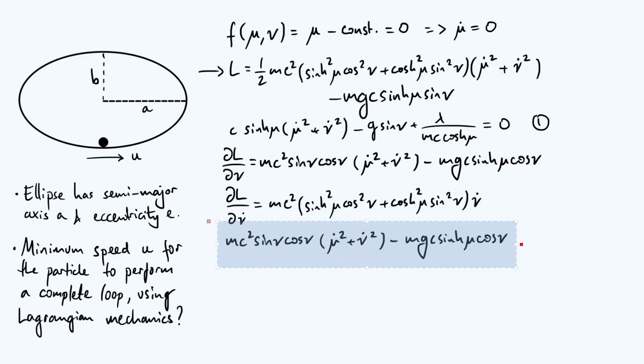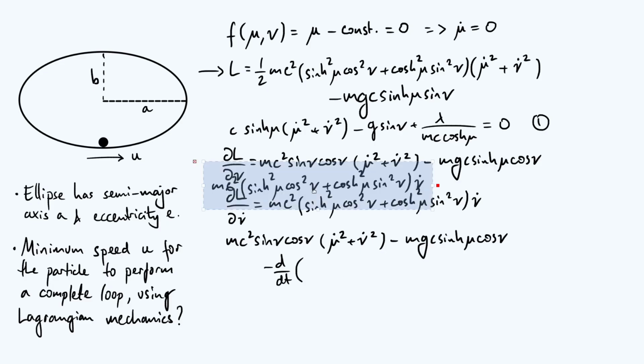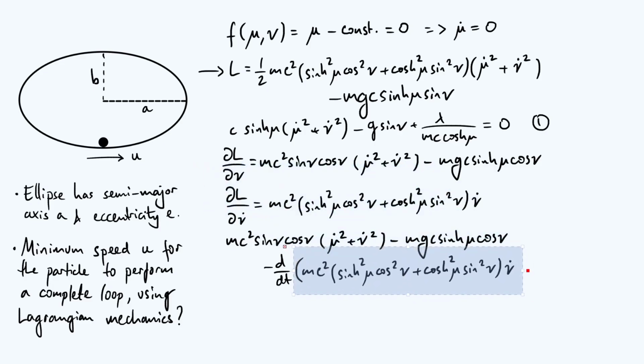Then we're going to subtract the time derivative of dl by d nu dot, as the Euler-Lagrange equations tell us to do. So let's just write it as a time derivative for now, so minus d by dt of all of this, that's dl by d nu dot. Then I close my brackets. I've got a plus lambda times df by d nu, but because f only depends on mu, we don't get a lambda term there. df by d nu is 0.